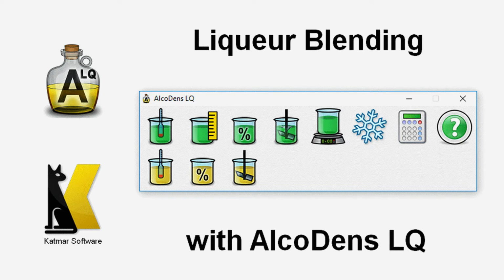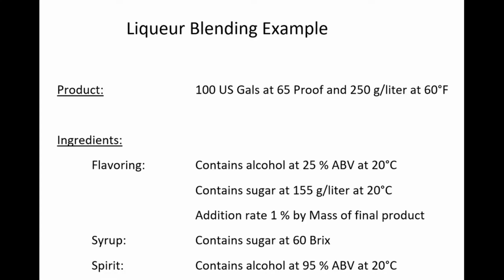This tutorial explains how to use AlcoDens LQ to calculate the blending ratio for a liqueur containing alcohol, sugar, and water. You can download the free trial version of AlcoDens LQ from Catmar software using the link in the description below. The easiest way to understand the calculation process is by following an example.